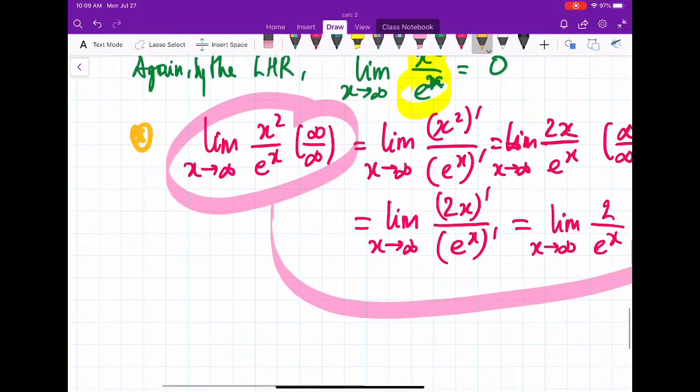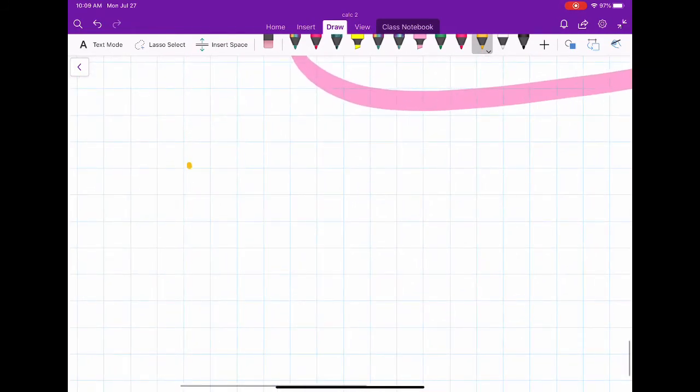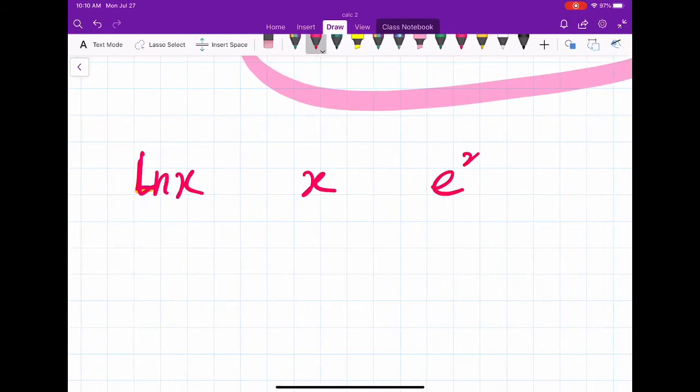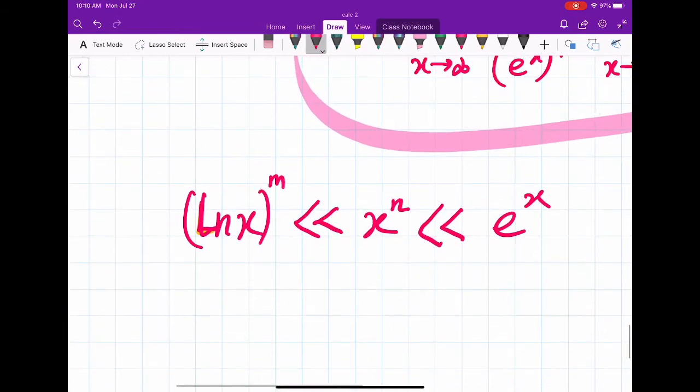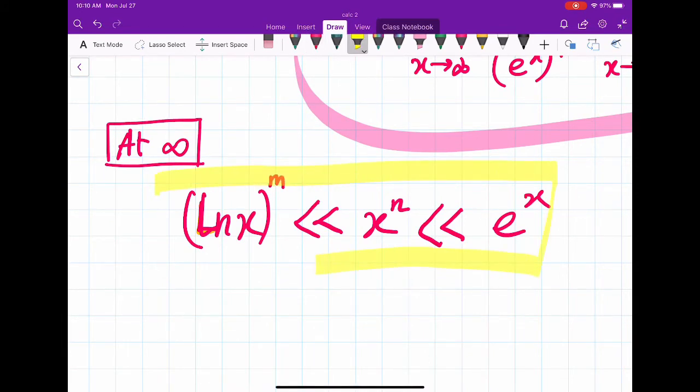So what can I say from these two examples? When I consider ln of x, polynomial and exponential function, I write: polynomial x to the n is slower than e to the x. And if you have any power in here, let's say m, ln x to the m is still slower than x to the n, where m and n are natural numbers. And this happens at infinity. I tell you, this is very important because we will use this in the future.